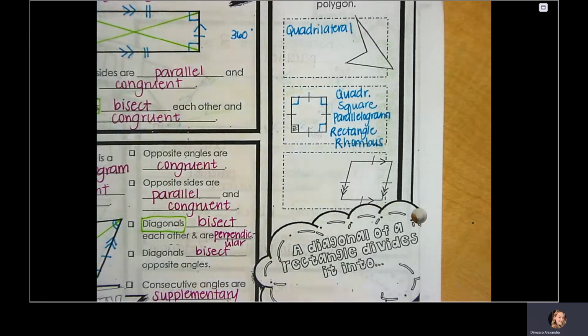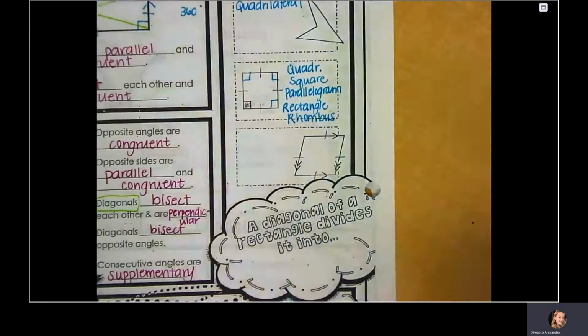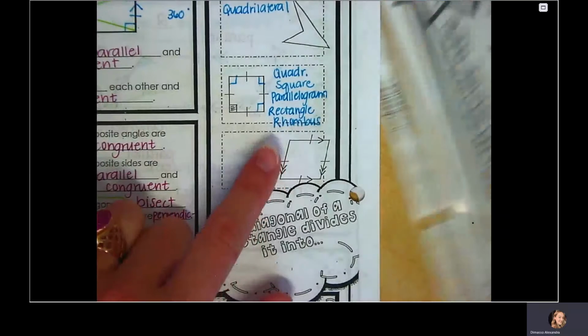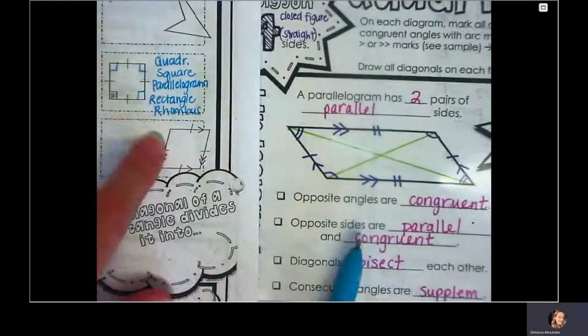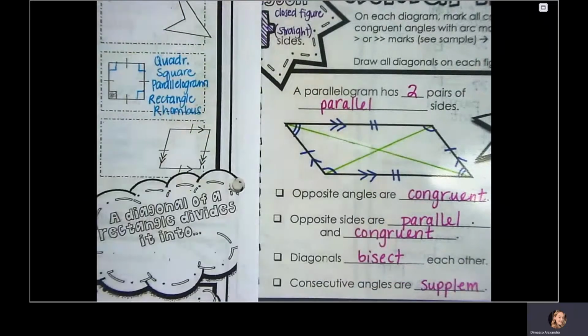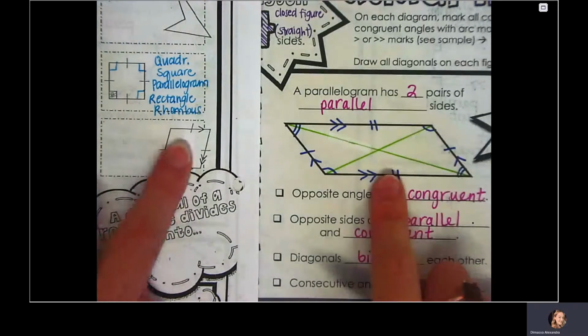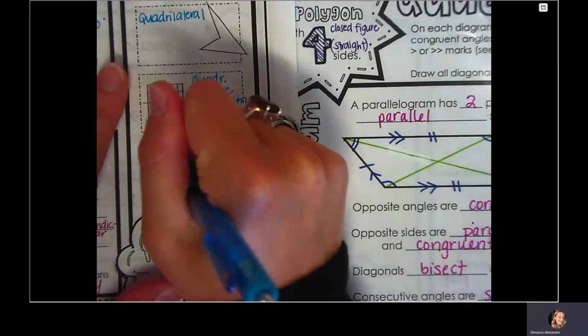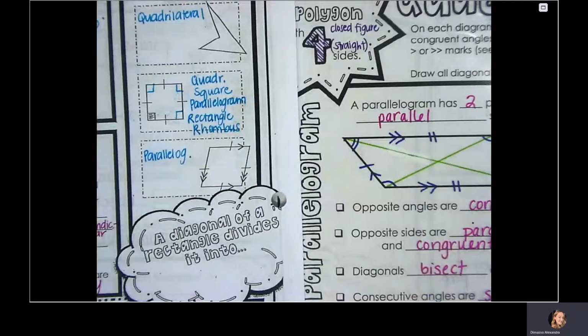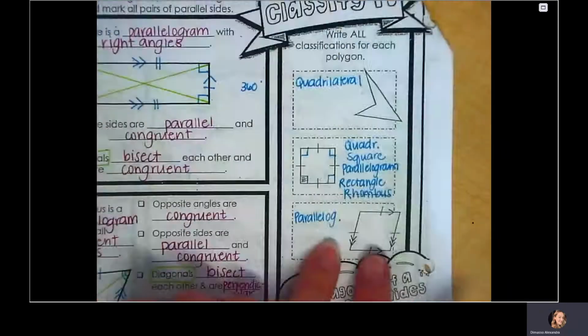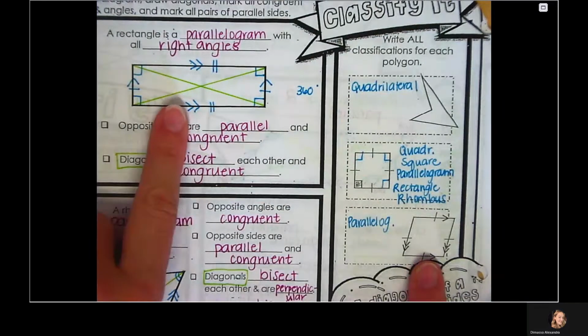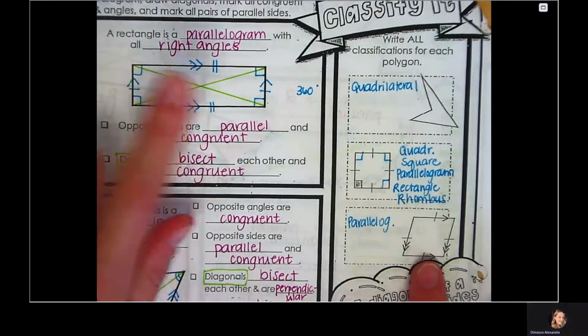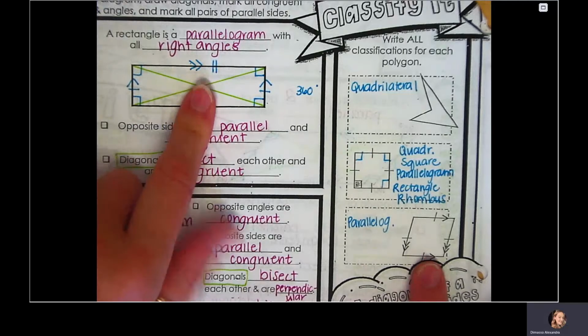All right, last one. Is this a parallelogram? Does it have two pair of parallel sides? And are opposite sides parallel and congruent? Yeah. This picture looks exactly the same as this one. This is a parallelogram. I'm not going to write the whole word. Is this a rectangle? Why not? It doesn't have right angles, so this cannot be a rectangle.